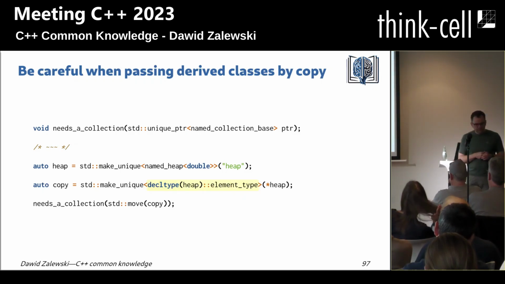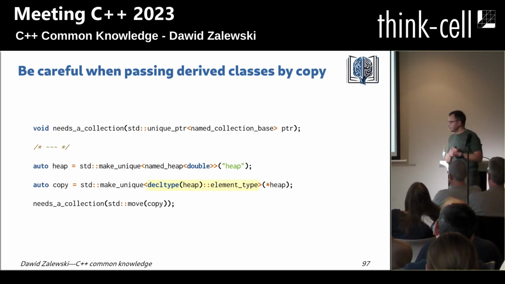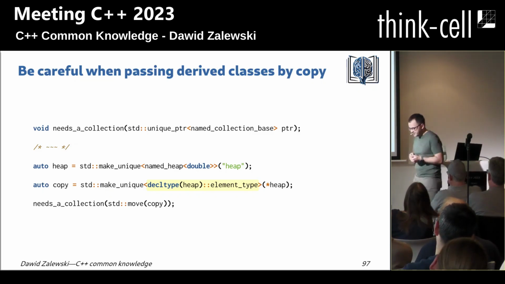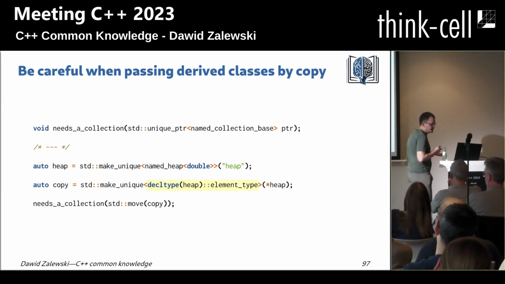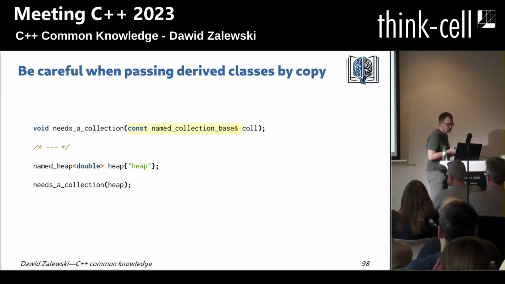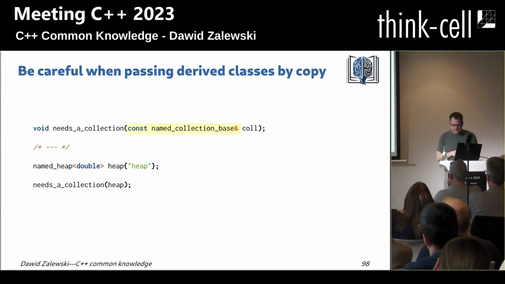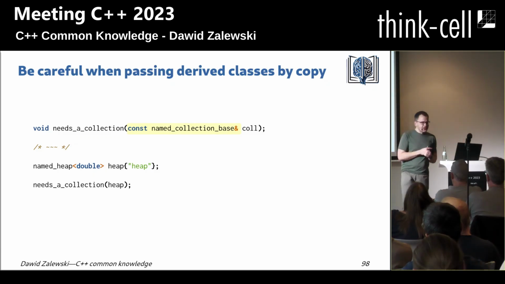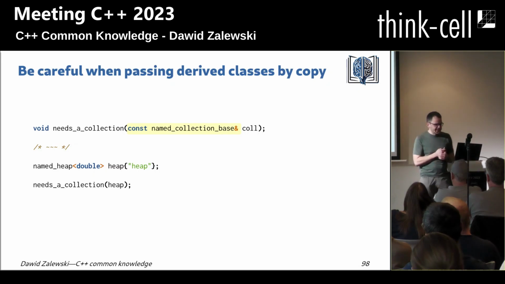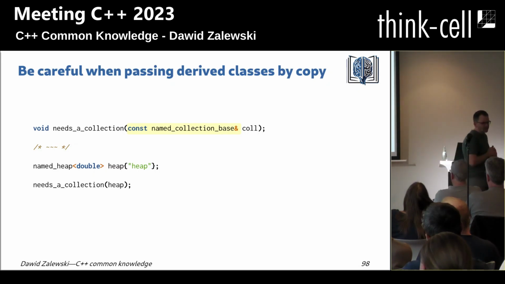Just pick up the right class when making a copy, when using unique pointers. Much easier fix when you're passing to functions. Instead of passing by copy, just pass by reference, like maybe a const reference, and you will be good. No harm will be ever done, right? No object slicing. And with that one, we actually reached the end of the list of all the 12 knowledge items.